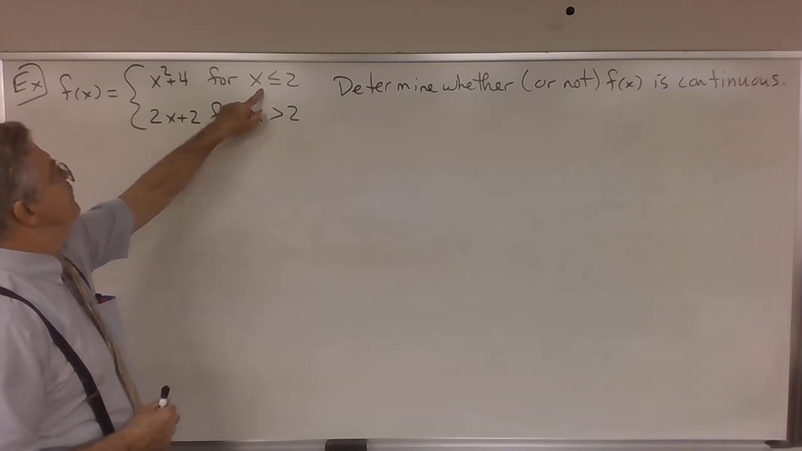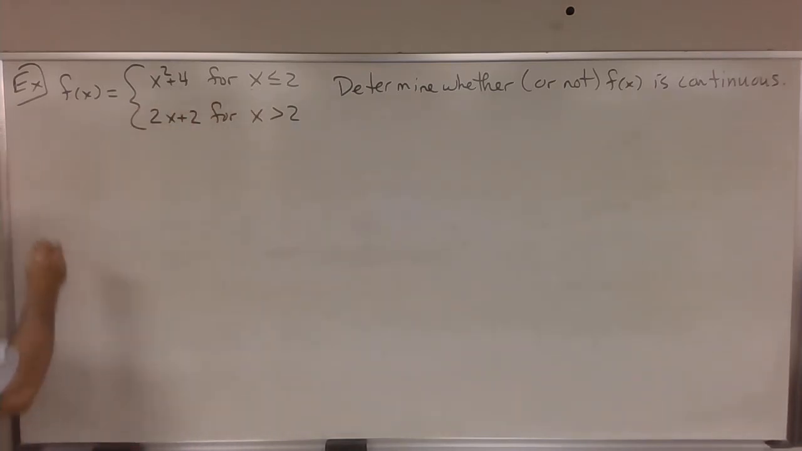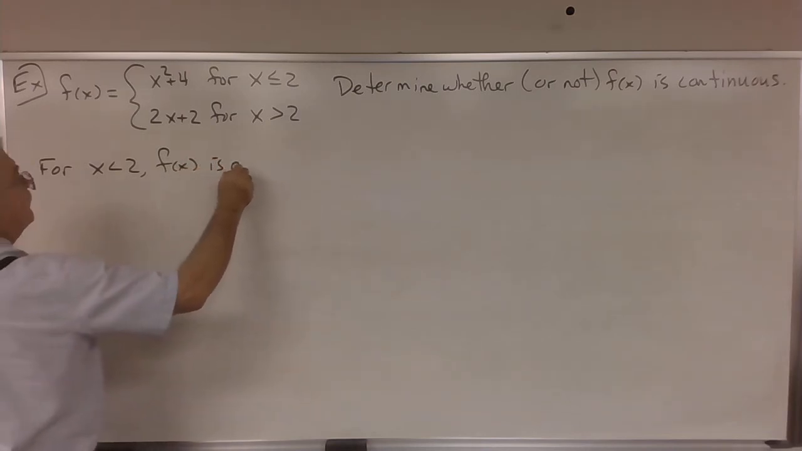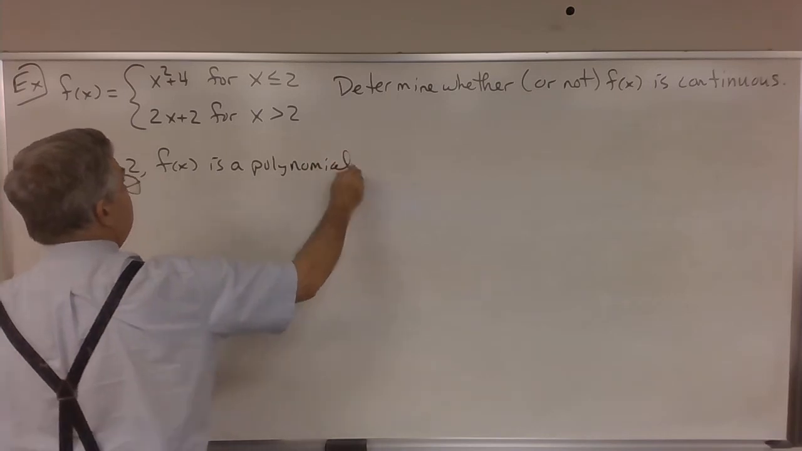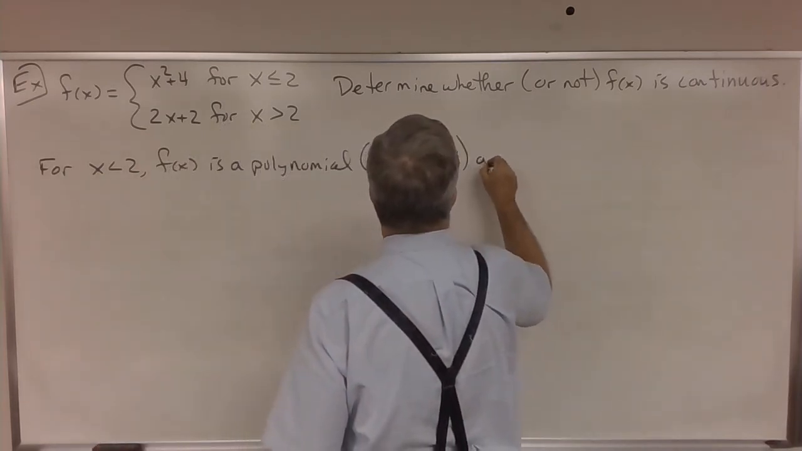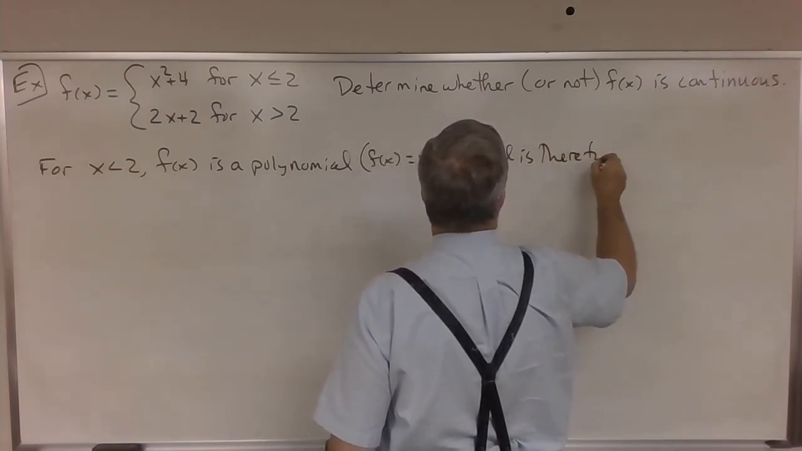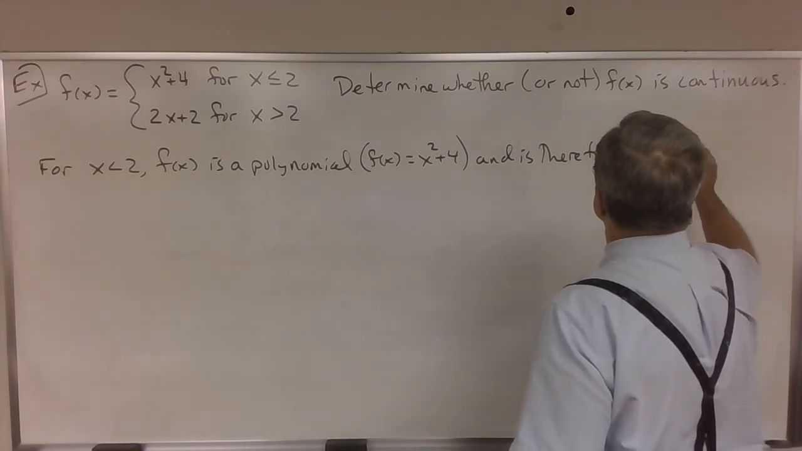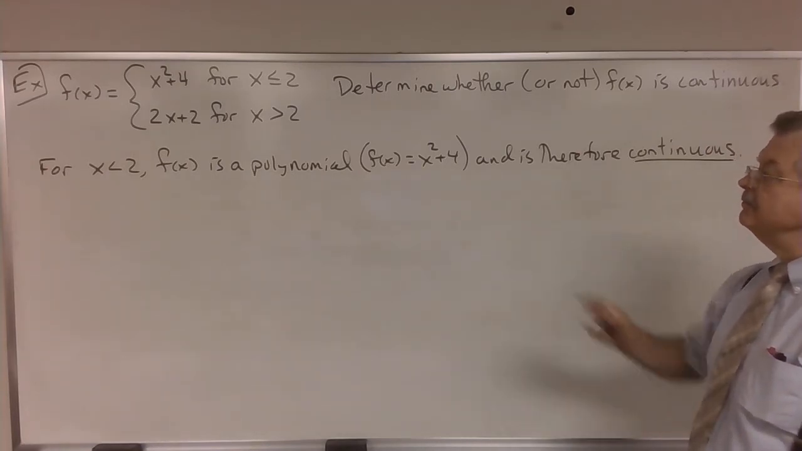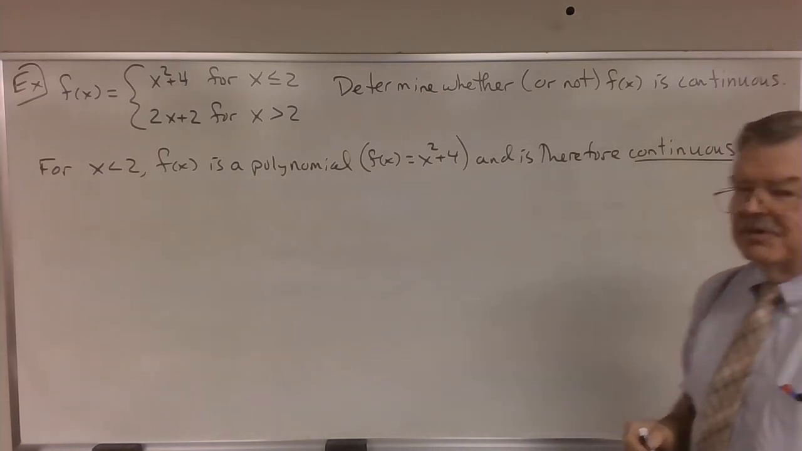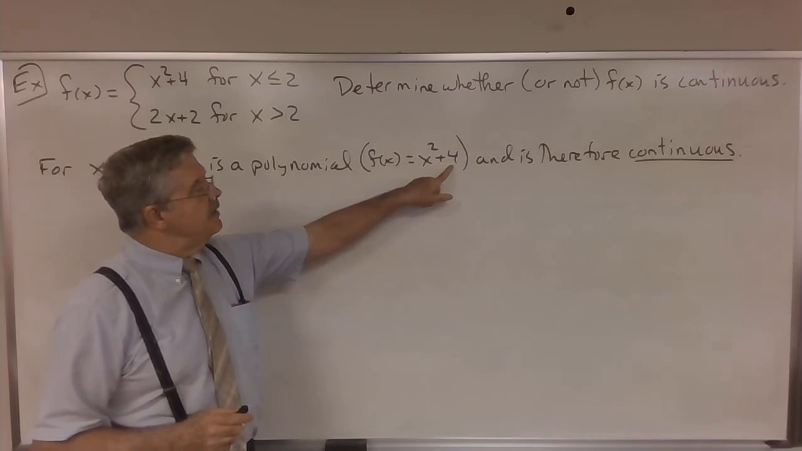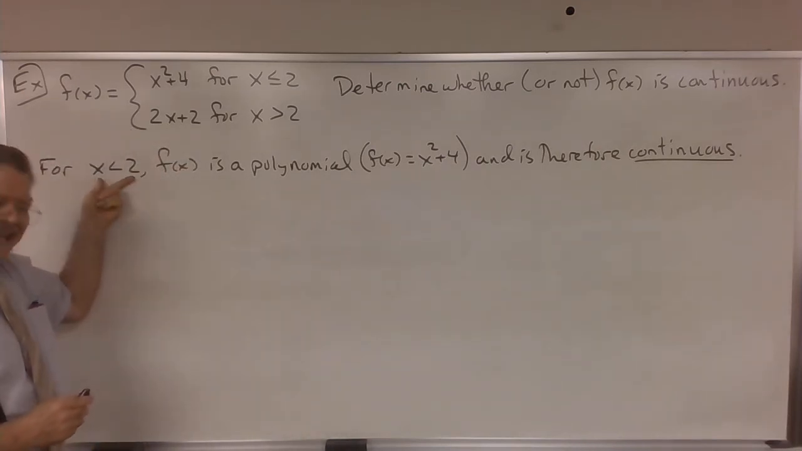For x less than 2, this is how f of x is defined. For x less than 2, f of x is a polynomial, and it's continuous. Well, that was easy. Now, just a question. Technically, f of x equals x squared plus 4 for x less than or equal to 2.